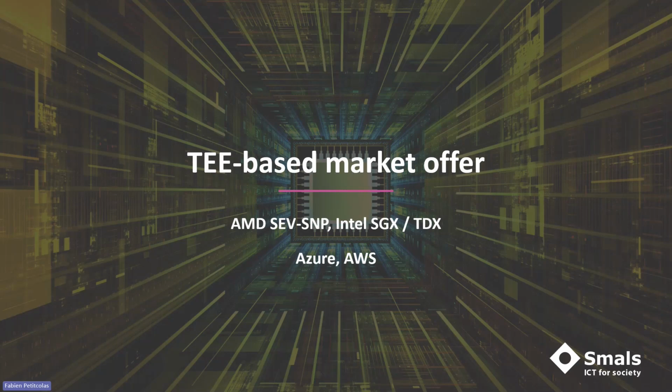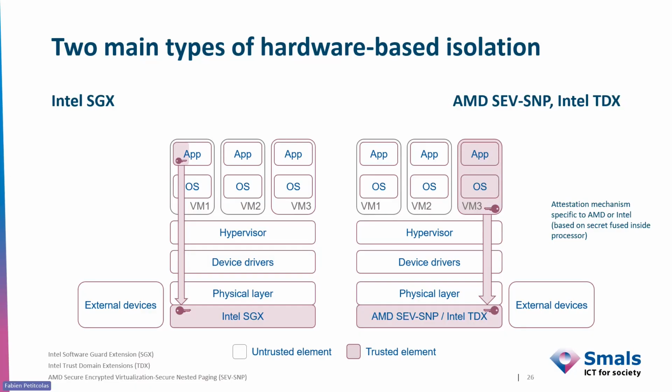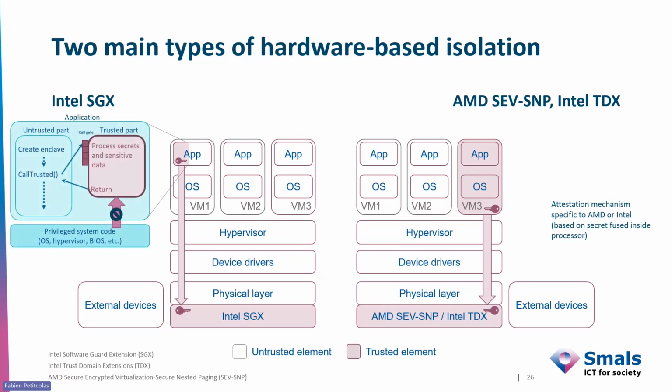And first looking briefly at the manufacturers of microprocessors. So you have two main manufacturers catering for this type of computing. One is Intel and the other one AMD. The first one to offer trusted execution environment techniques was Intel with the Intel SGX, for Software Guard Extensions, technology.